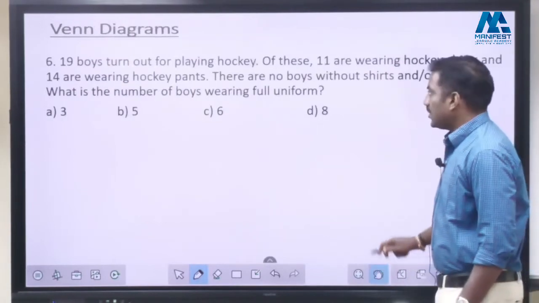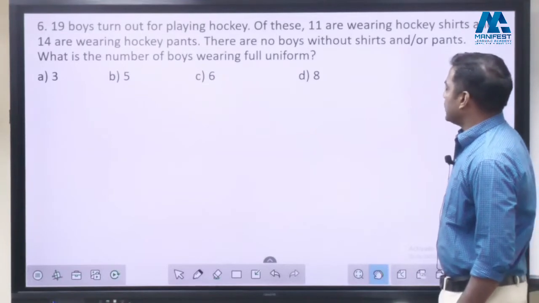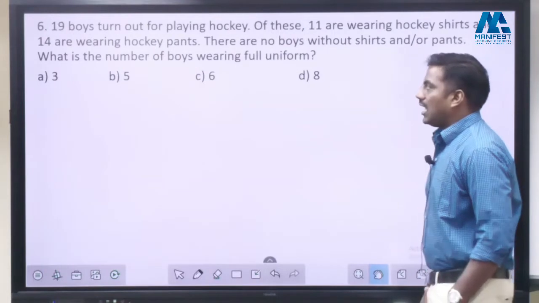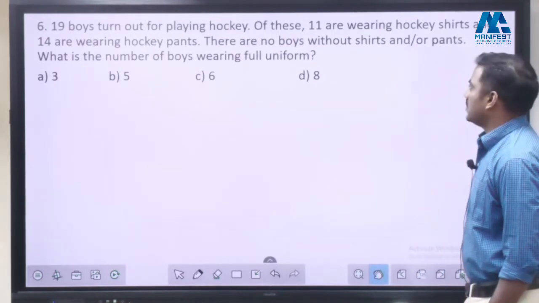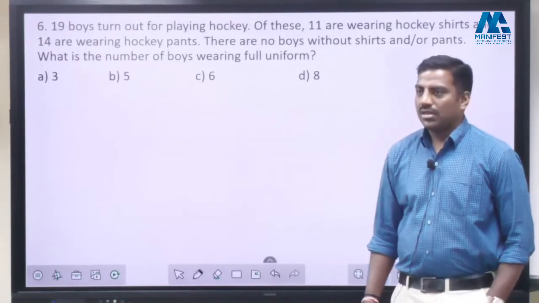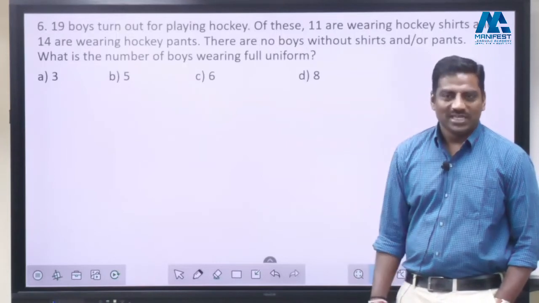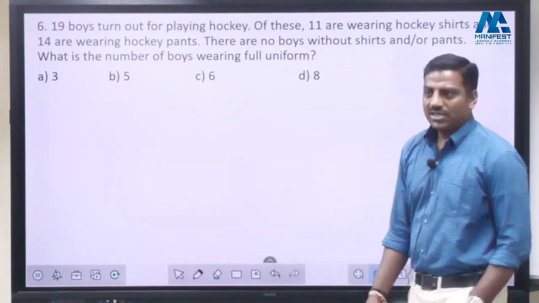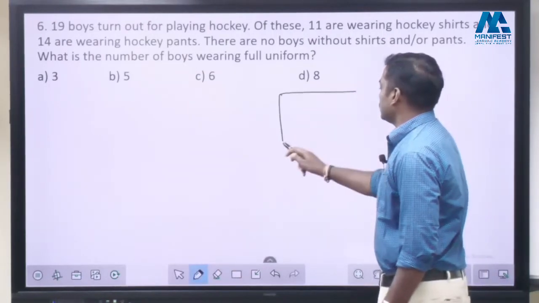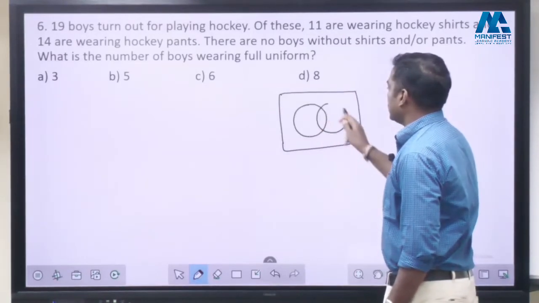Next. 19 boys turn out for playing hockey. Of these, 11 are wearing hockey shirts and 14 are wearing hockey pants. Now, how many entities are there? Tell me here. 2. Pants and shirts. Hockey is just for confusing us. So, draw the diagram: pants and shirts.